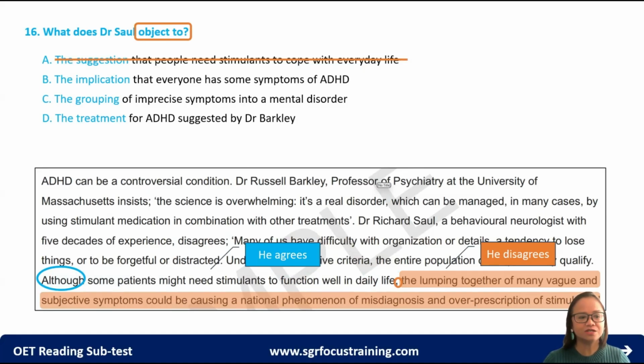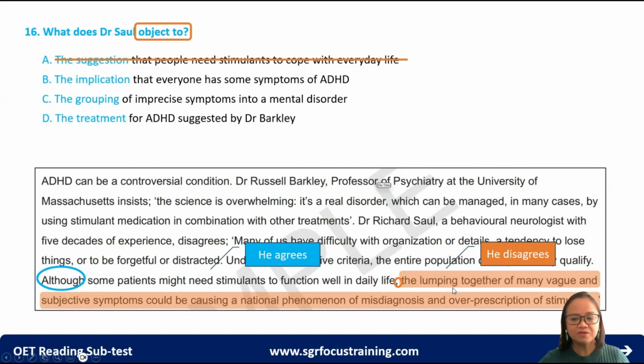As I've mentioned earlier, when you've got a connector, although, there will be more than one opinion. So this is your first opinion. He agrees with it. Because of the connector, although, the second opinion will now be the opposite opinion. So if he agrees, the second one is now a disagreement. If the first one is a disagreement, that means the second one will be an agreement. Always remember, an although connects two different opinions. So let's look at the second opinion.